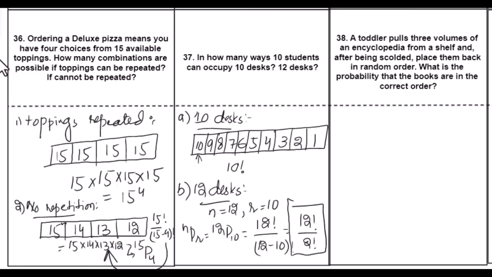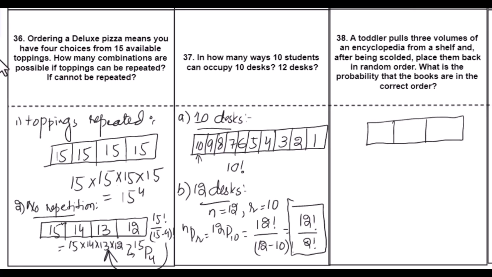In 38, it is asking us that a toddler pulls 3 volumes of an encyclopedia from his shelf, and after being scolded, places them back in a random order. What is the probability that the books are in the correct order? Initially the books were in some order, the toddler pulls them out, and after being scolded he puts them back, and we have to find the chance that the encyclopedia volumes were put back in the correct order. Again, let me use the same diagram here.